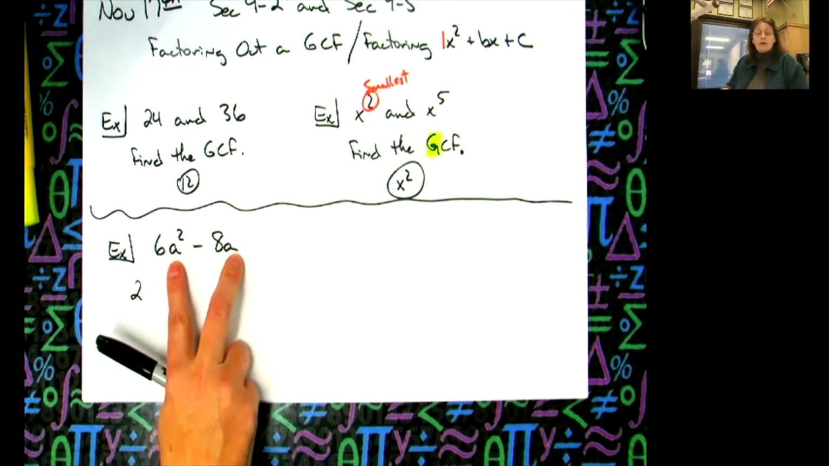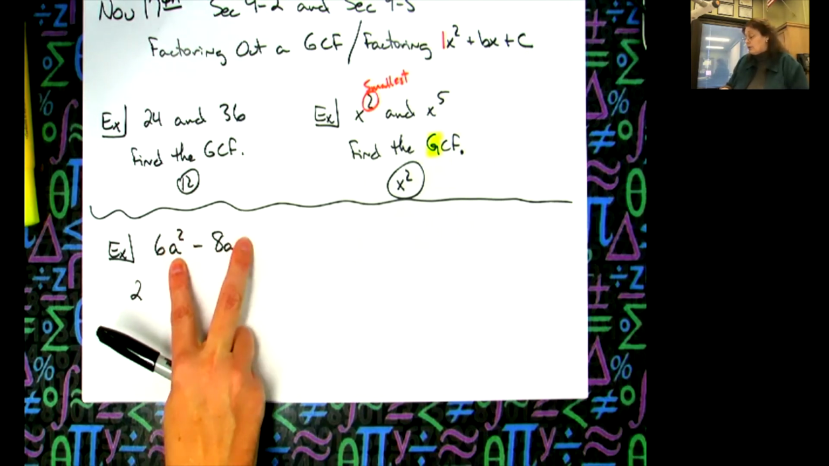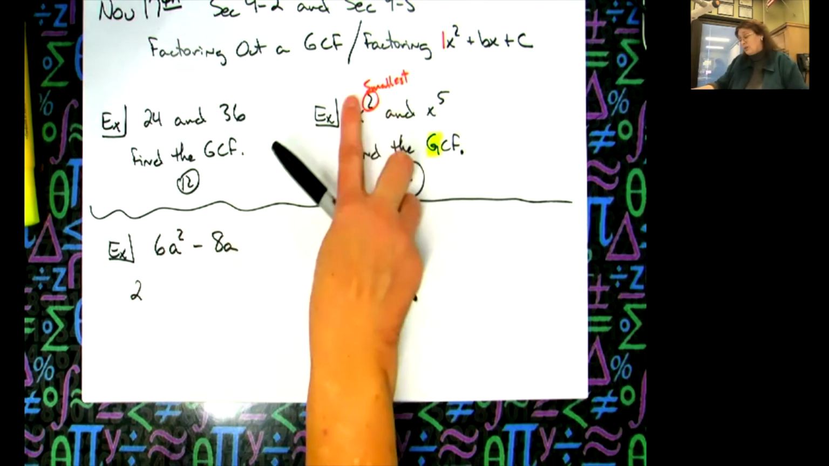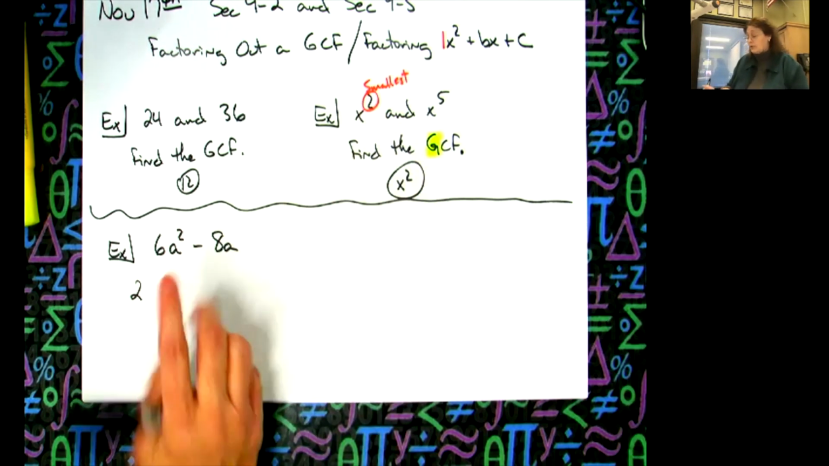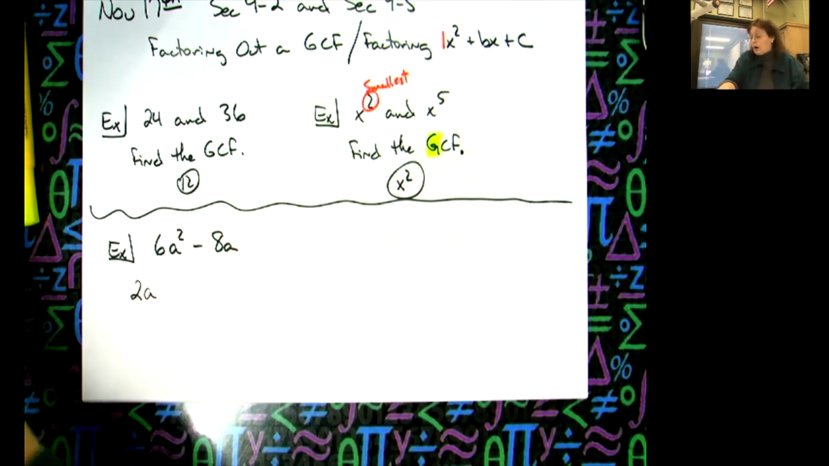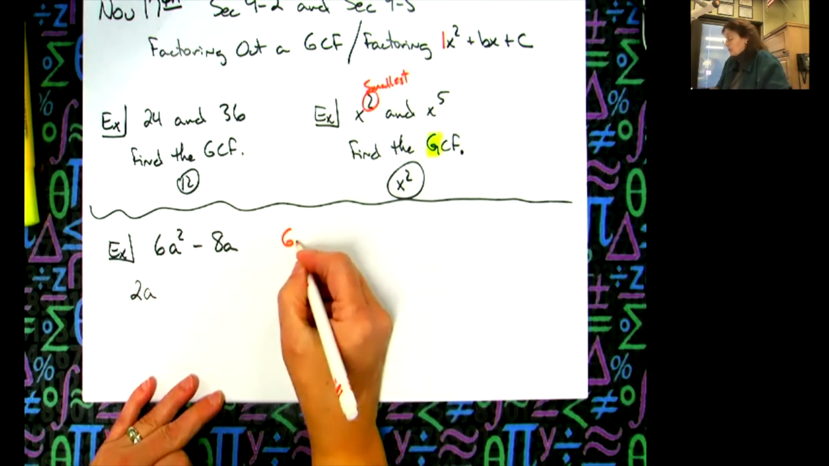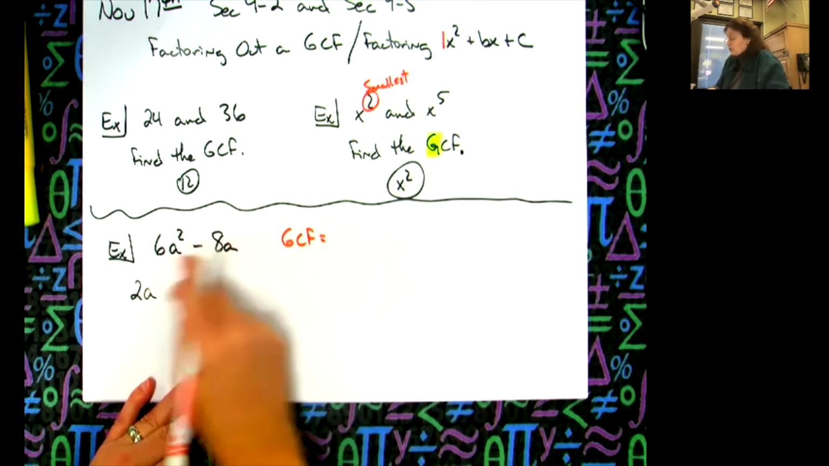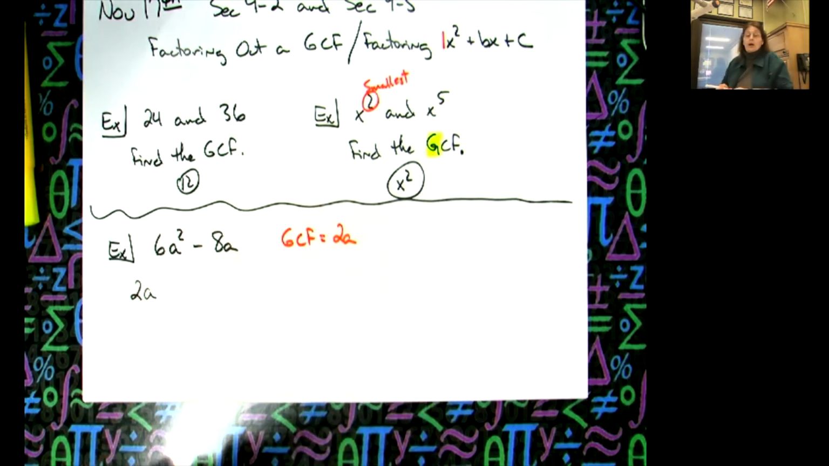Then I'm going to take a look at my variables and ask, what's my greatest common factor between a to the 2nd and a to the 1st? Again, if you use that little trick over there, it's going to be just a to the 1st, or a. So my GCF, let's write that out separate here, for this problem is 2a. Sometimes they might just say, find the GCF.